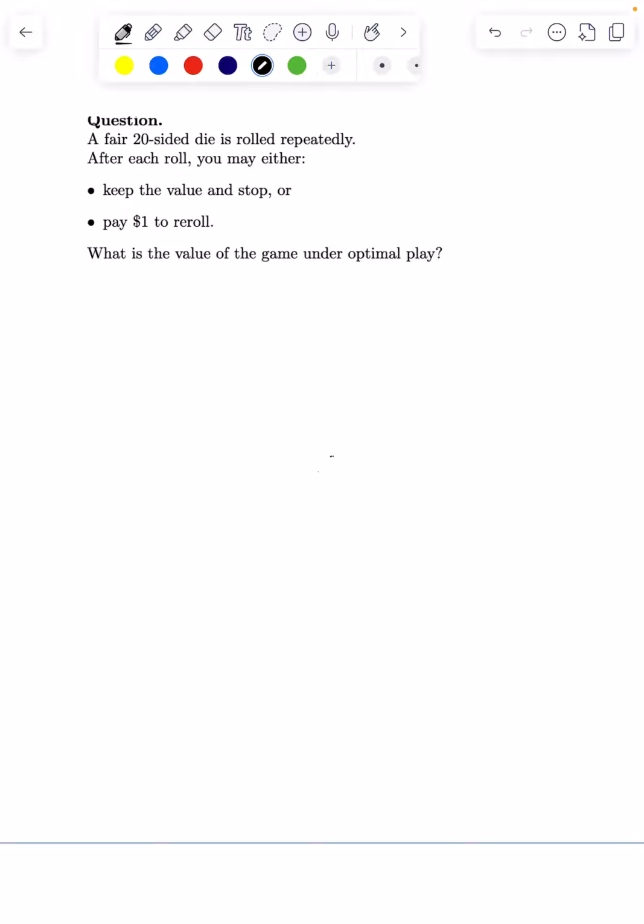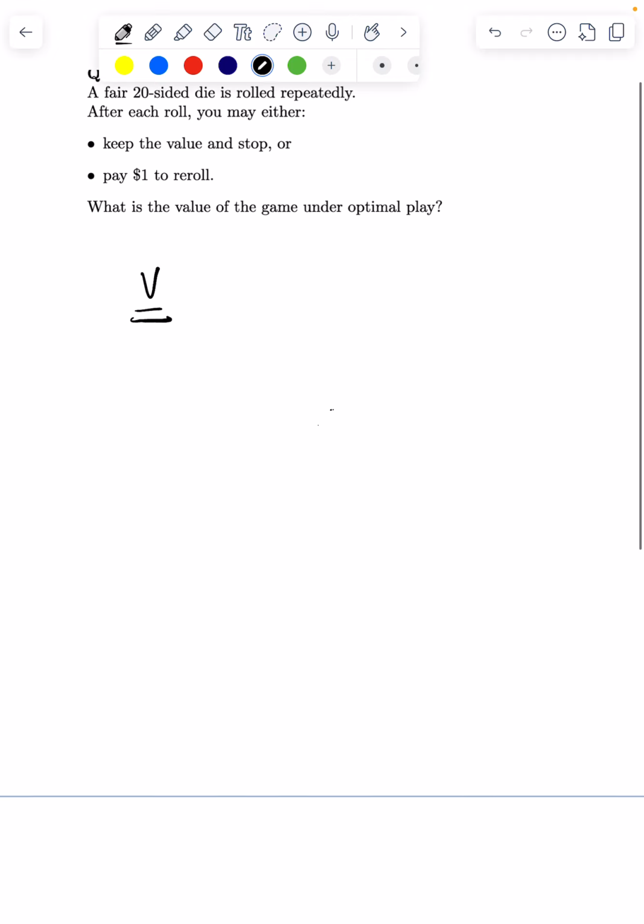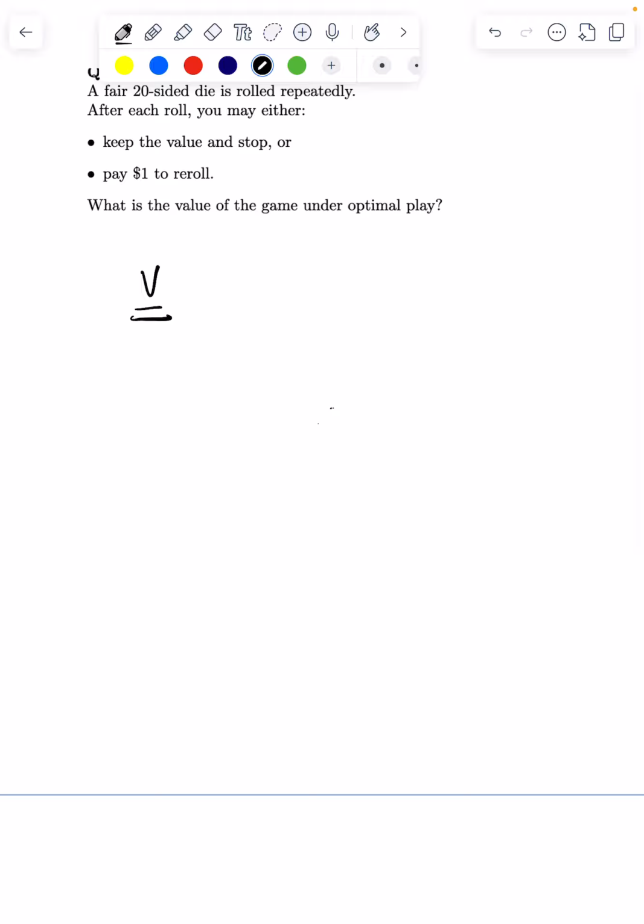Like how we calculated for the last one, but that was a simpler case where you're just asked to find the expected value when you rolled once. So in this case, let's suppose that the expected value of the game under optimal play is V, right? How would we figure this out? So the setup would be something like this.